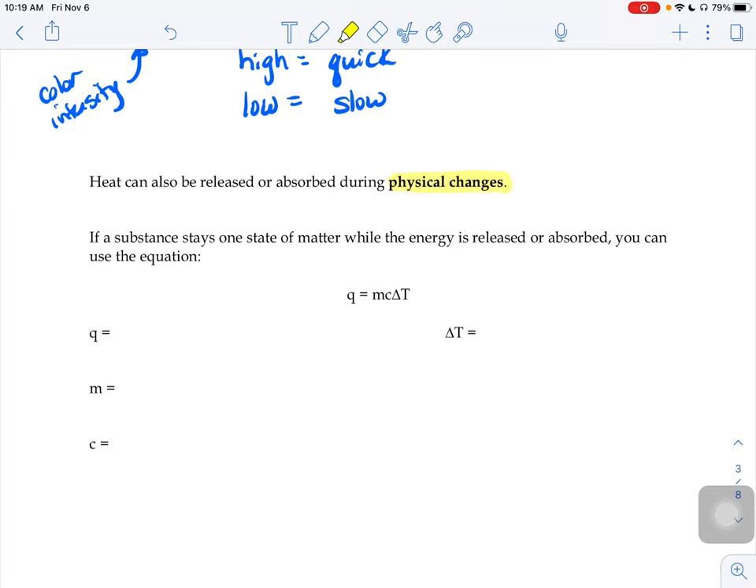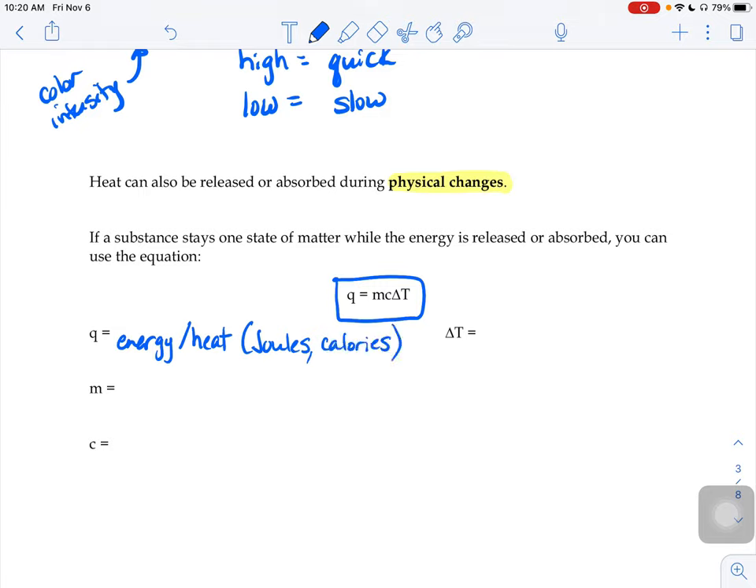So for either physical changes or chemical changes, the energy that is gained or lost during a reaction, we could look at with this Q equals mc delta T equation. Q represents the energy, or heat in this case, since we're focusing specifically on heat energy. We measure energy in joules or calories, if you're talking about the English system of measurement.